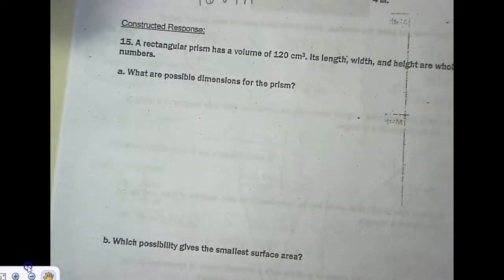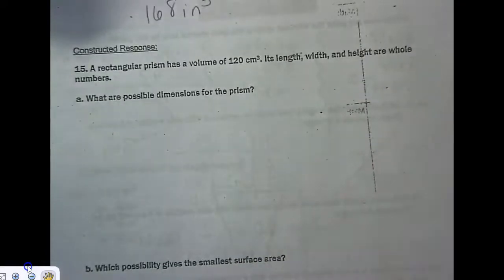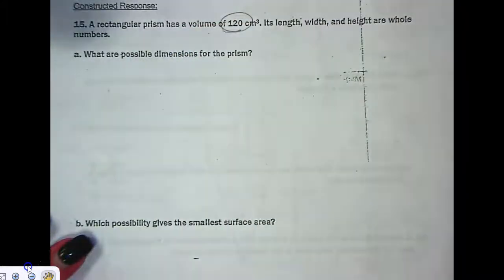All right, constructed response. A rectangular prism has a volume of 120 centimeters cubed. Its length, width, and height are whole numbers. What are possible dimensions? So the 7th grade teachers and I, in our data team meeting, when we were going through this, we were like, that's not a good test question, but I'll talk to you about it. So 3 numbers that I can multiply together to get 120.